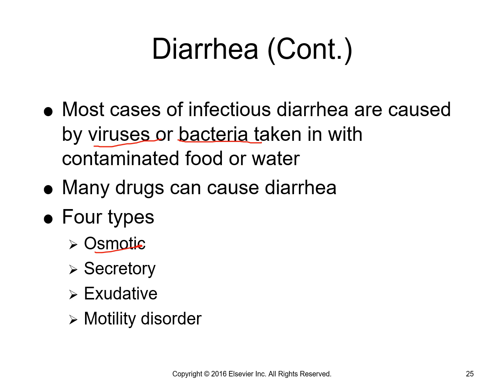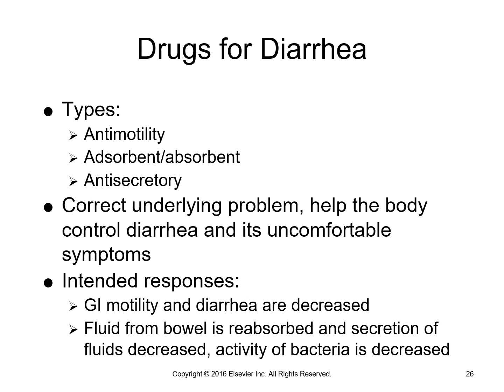You have your osmotic, you have a secretory, exudative, and motility disorder. So when we talk about osmotic diarrhea, this is usually caused by lactose deficiency or excessive magnesium and antacid. We talk about secretory. It could be related to E. coli infections and ileal resection or even thyroid cancer. Exudative, it could be related to ulcerative colitis or Crohn's disease or shigellosis or leukemia. And motility disorder can be related to irritable bowel syndrome or diabetic neuropathy.